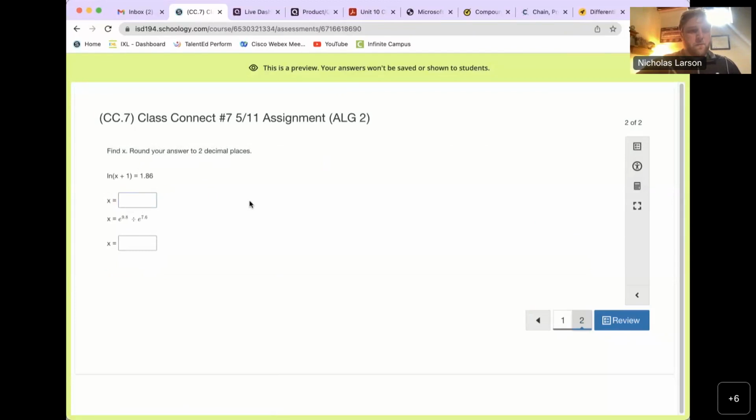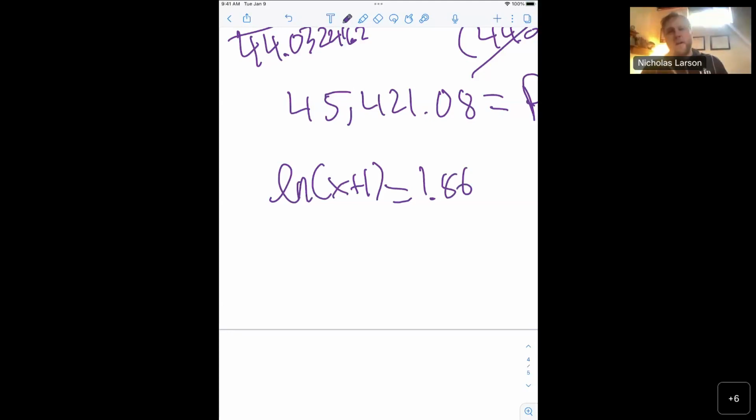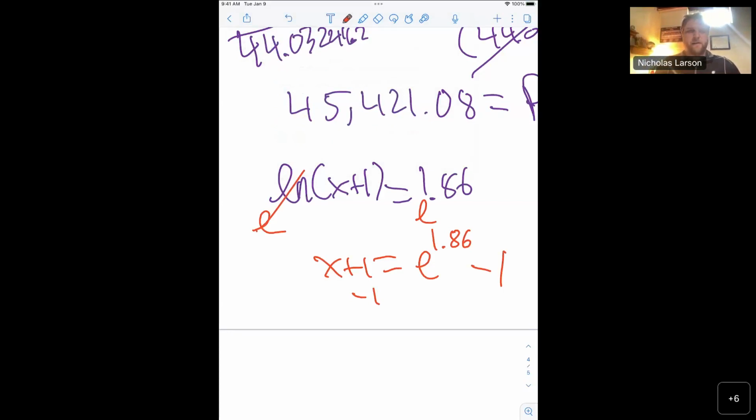Okay, couple problems here. Again, real quick, using your properties of logs, I'll set it up for you and then you can most likely finish it. Natural log of x plus 1 equals 1.86. Natural log and e are kind of like inverses. So what I'm going to do is raise both of these up to a power of e so that this cancels out and I'm left with x plus 1 equals e^1.86. So subtract 1, and that's going to give you your answer.